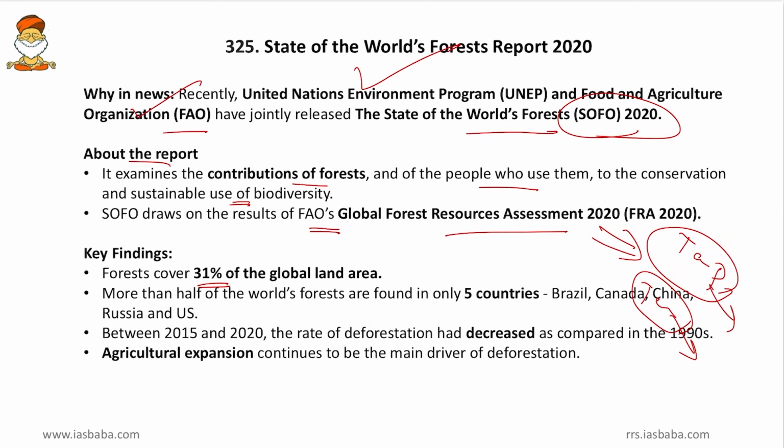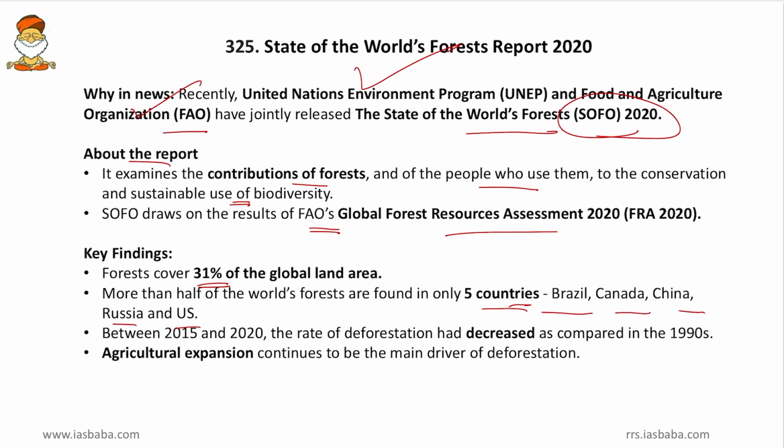Then more than half of the world's forests are found in only 5 countries. So what are those 5 countries wherein most of the world's forests are found? They are Brazil, Canada, China, Russia and US. So India is not here. We will cross check here itself.